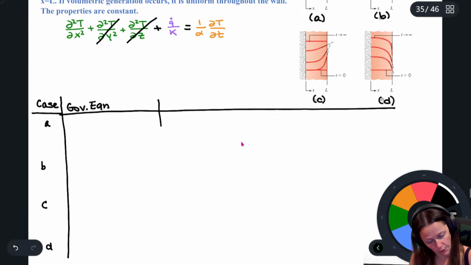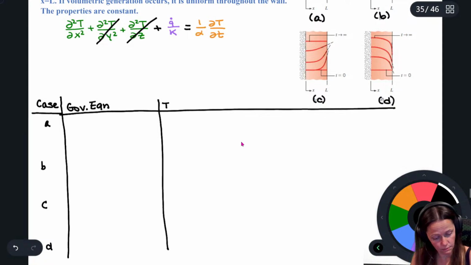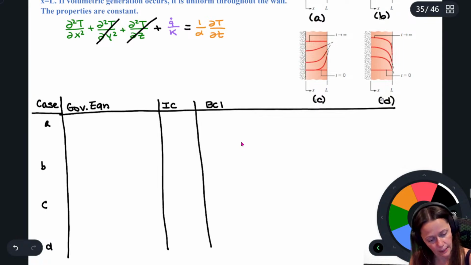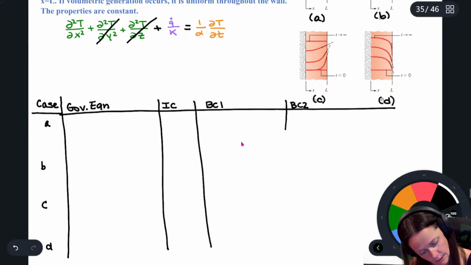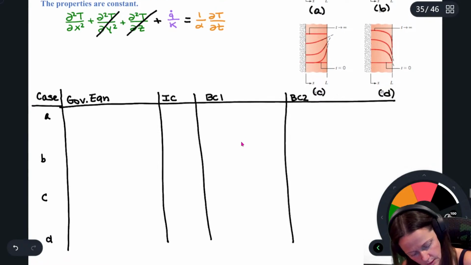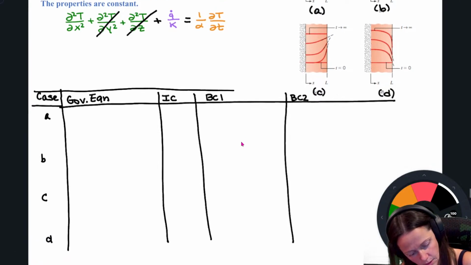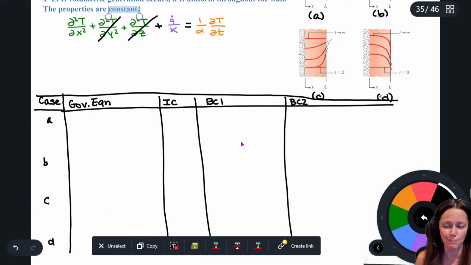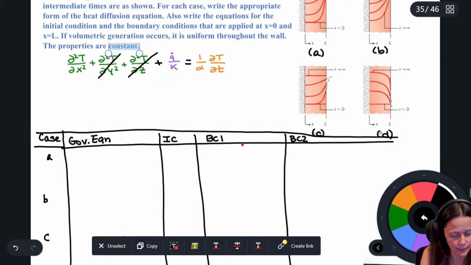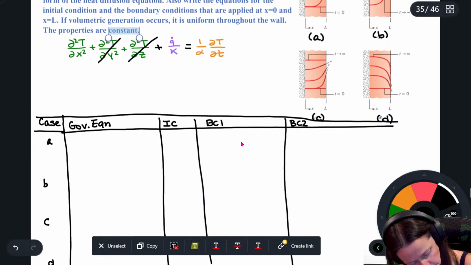All right, then we're going to have an initial condition. So IC, initial condition. Then we're going to need two boundary conditions. So boundary condition number 1 and boundary condition number 2. I should put a little thing on top of that just to make it. Okay, there we go. Not that pretty, but it's okay. It's semi-organized, I suppose.